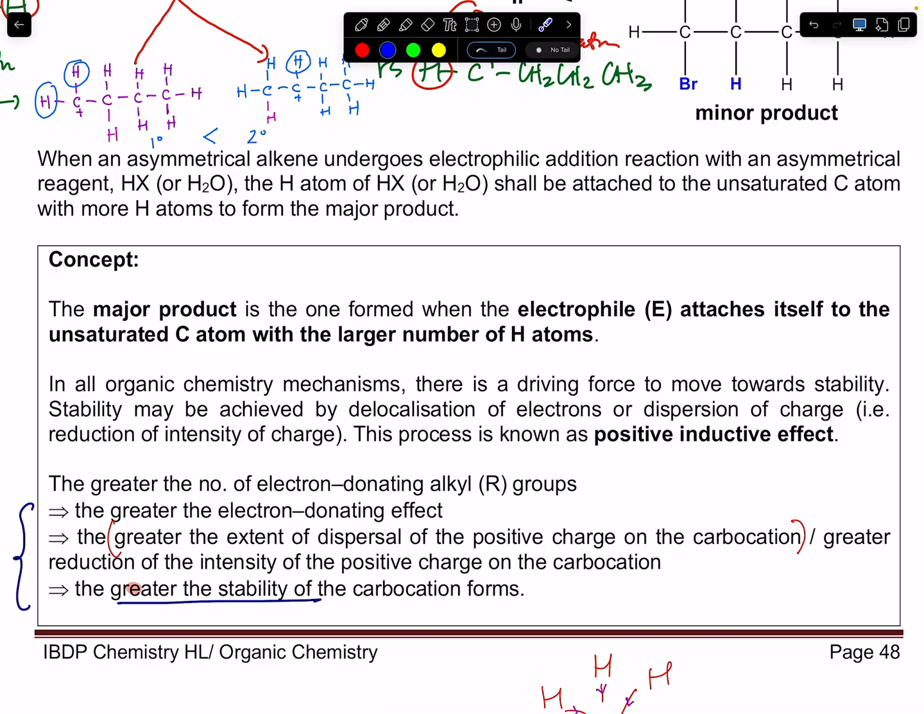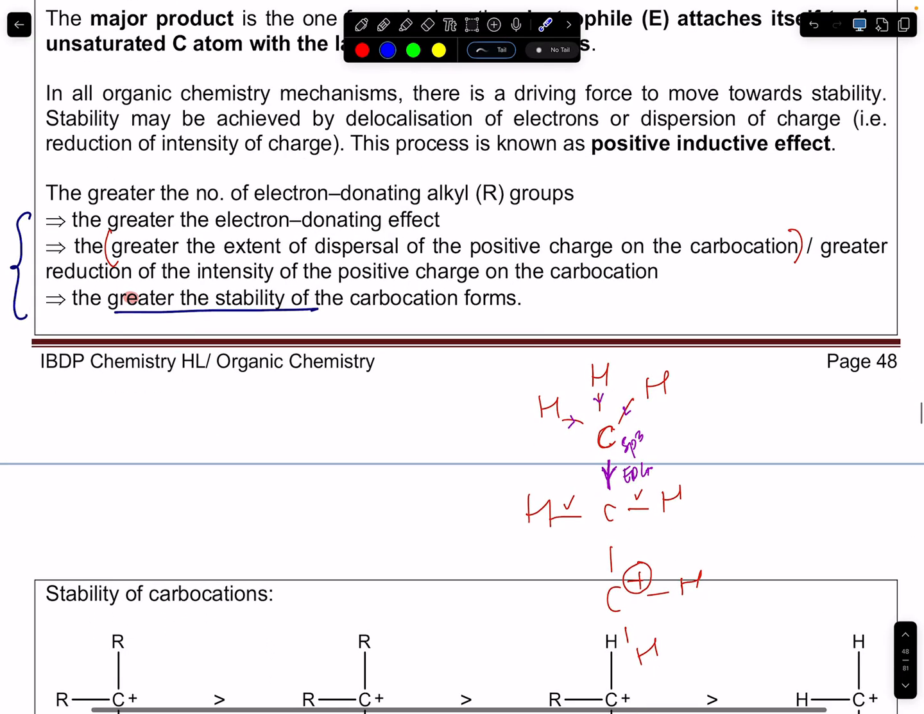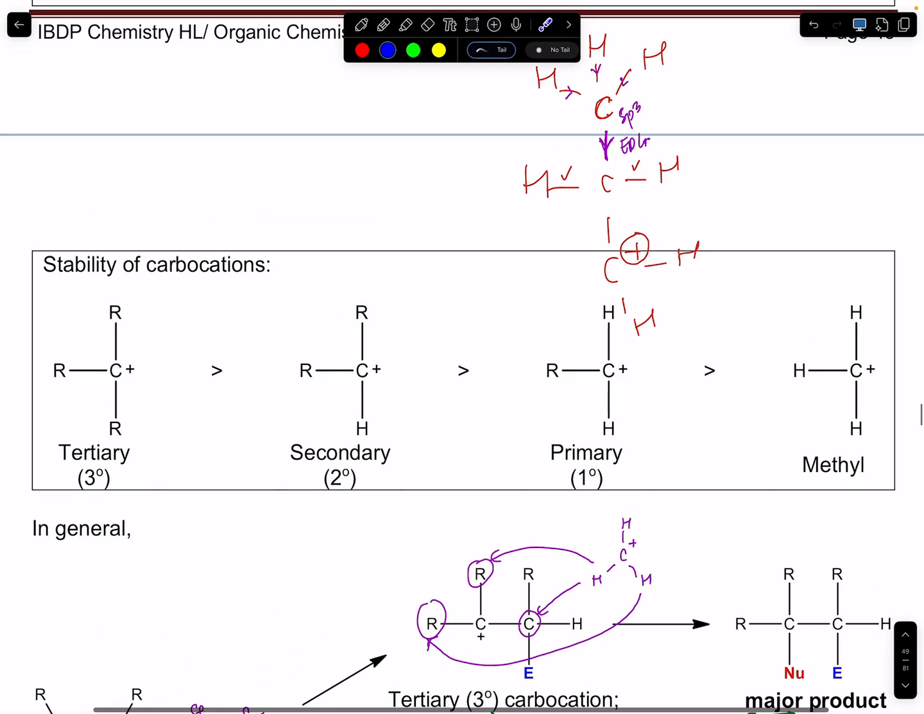So if you take a look at the screen again, guys, are you able to see? The greater the number of electron donating alkyl groups, the greater the extent of dispersal of the positive charge on the carbocation, and the greater the stability of the carbocation formed. In conclusion, your tertiary will be the most stable, followed by secondary, followed by primary, and then the last one will be methyl. But methyl doesn't really exist. Now, this is basically Markovnikov's rule.